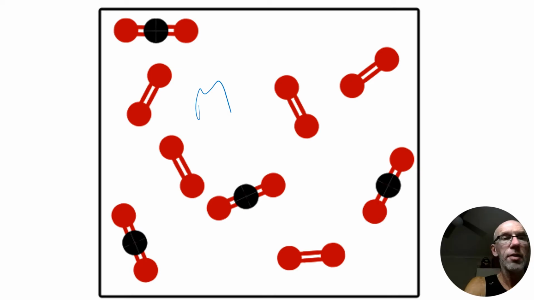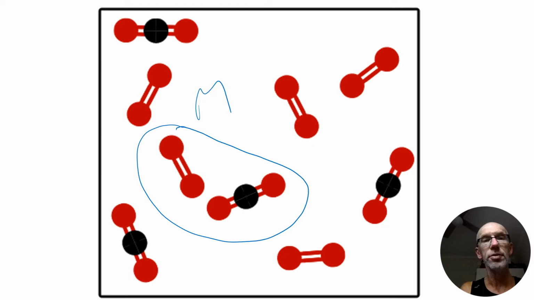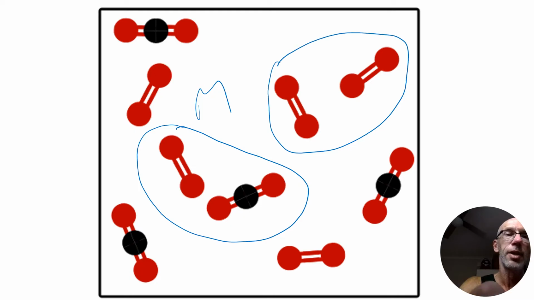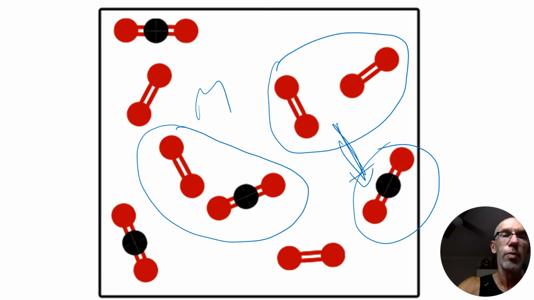Why? Because if we look at, say, these 2 molecules, they vary. So what we have here is we've got some individual elements here, and we've got a compound here, and these 2 are not bonded with one another. So this indeed is a mixture.